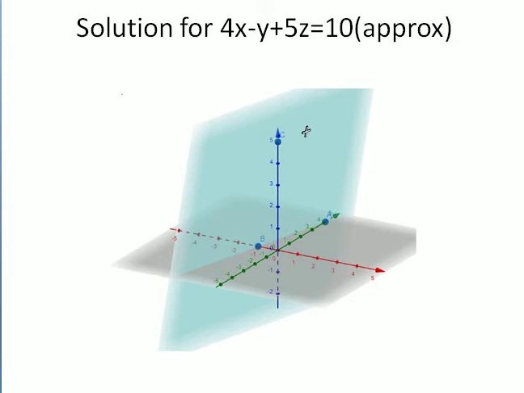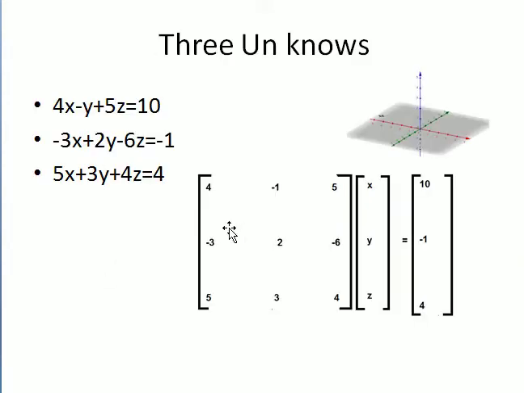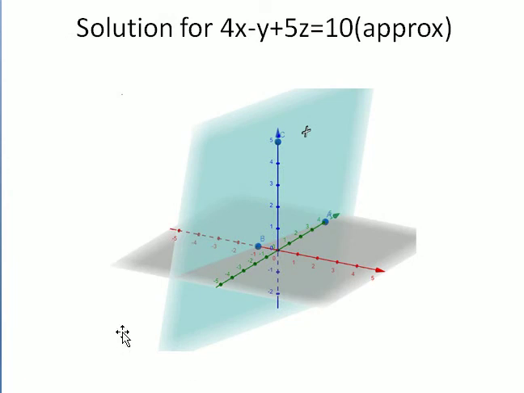With those vectors, each row vector, I have plotted them in the three-dimensional plot. See here, this is 4x minus y plus 5z is equal to 10. Approximately this equation forms this plane. So in this three-dimensional axis, this equation forms a plane.